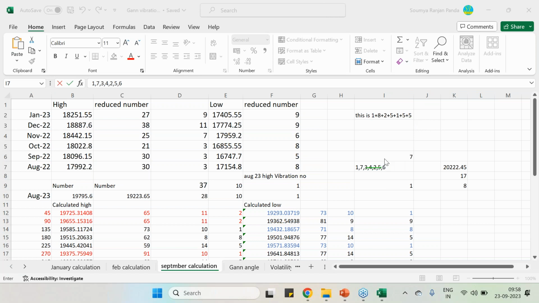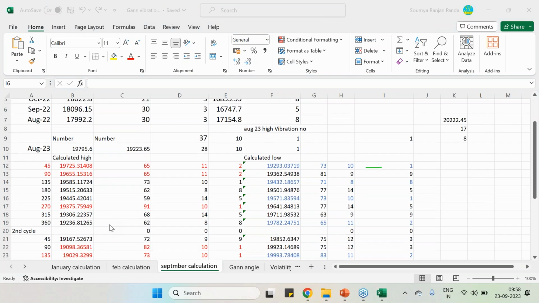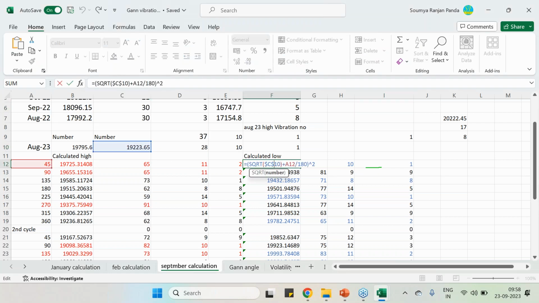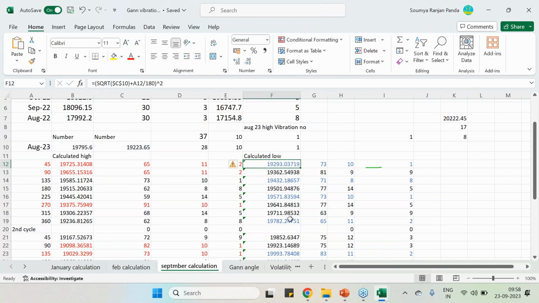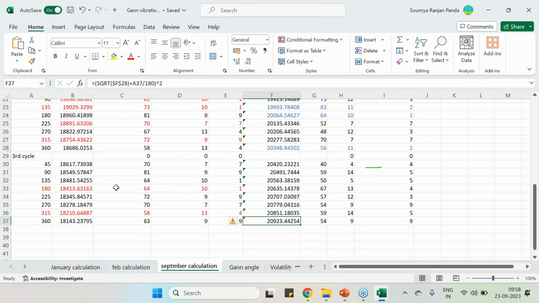Fine. So now we have to understand what a vibration number is. How to get the vibration number, we got it. Now the question comes: what are we going to do? We have to calculate resistance. What resistance? From the low we have to calculate the resistance. Like 223, I will take the square root of these things, with the 45-degree angle factor, whole square. So I will get all this resistance: first cycle, second cycle, third cycle.